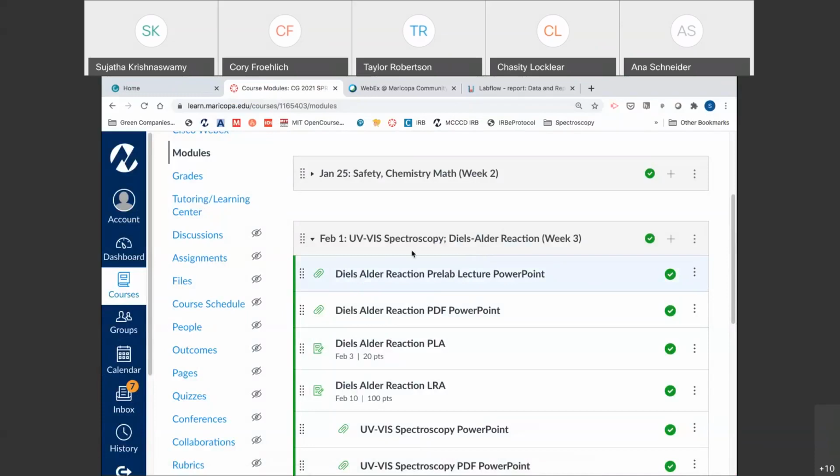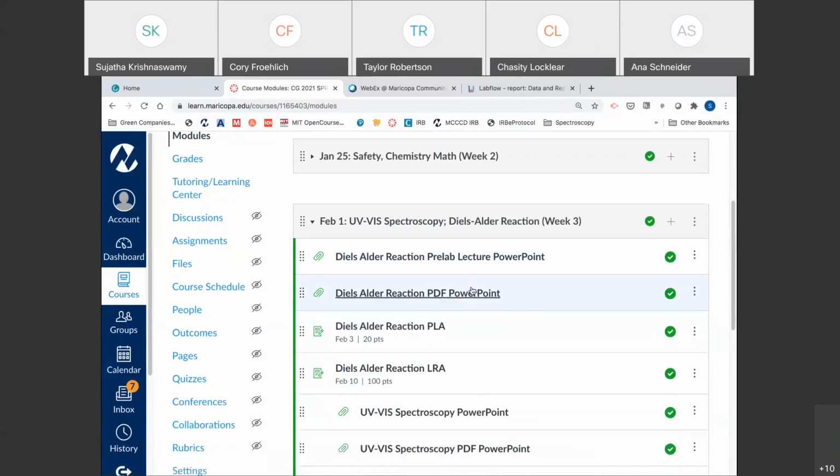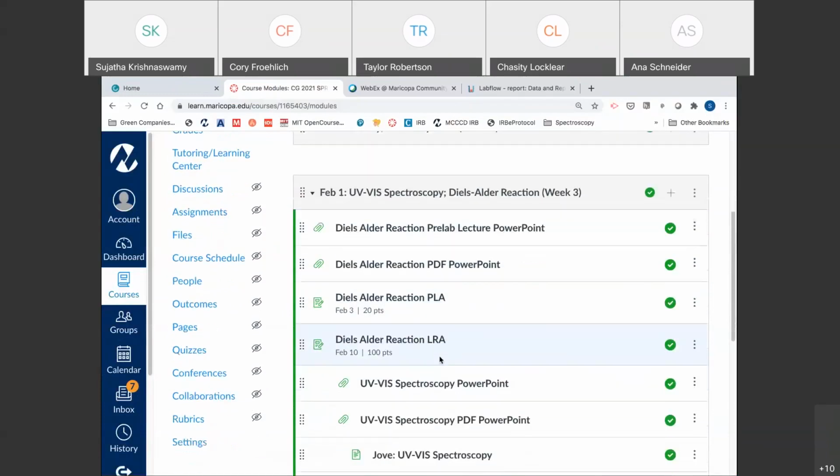So we have 2 experiments we want to look at. One is UV-Vis, the other is Diels-Alder. We will start with the Diels-Alder pre-lab PowerPoint. I put together this PowerPoint keeping in mind your lab report assignment, which is 100 points. We'll go into lab flow and look at that as well. I'll tell you how that works.